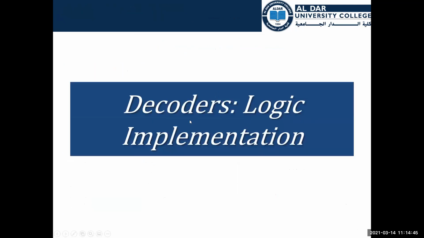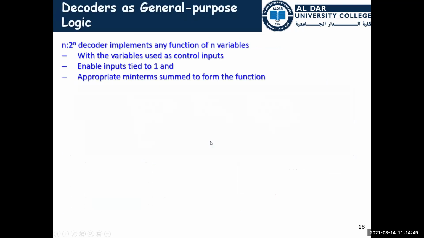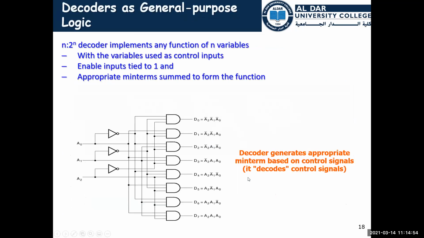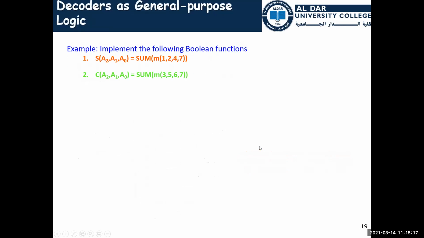Okay, now we move to the second part, which is logic implementation. How to make logic implementation using the decoder. As you see, we have the minterms here, and if I want to implement any function, I can have these minterms collected together and OR them together using an OR gate, and then I have the logic that I want.